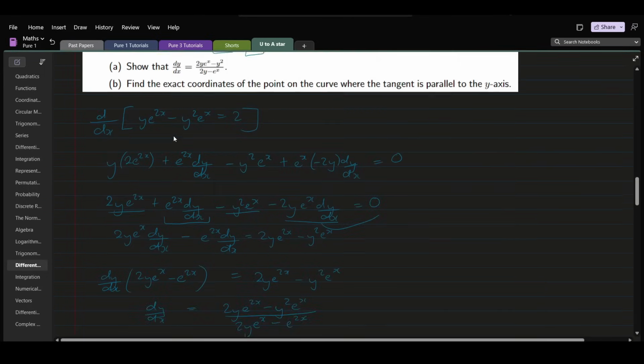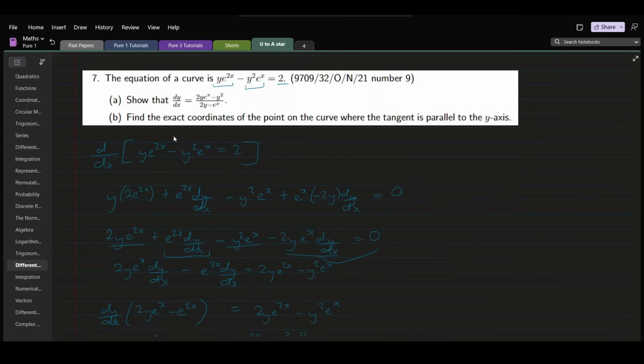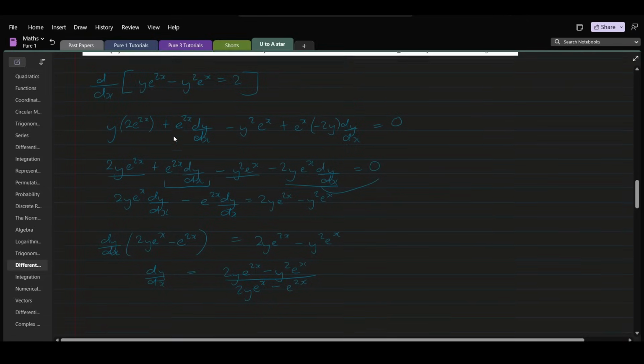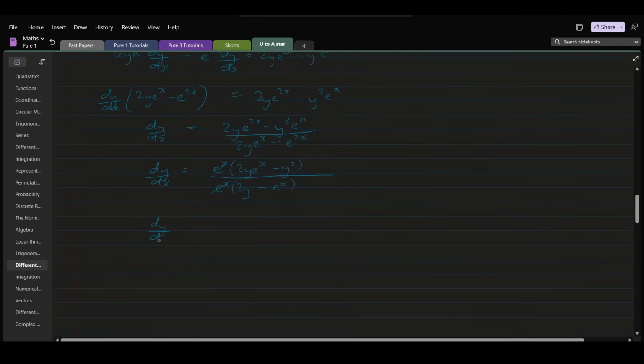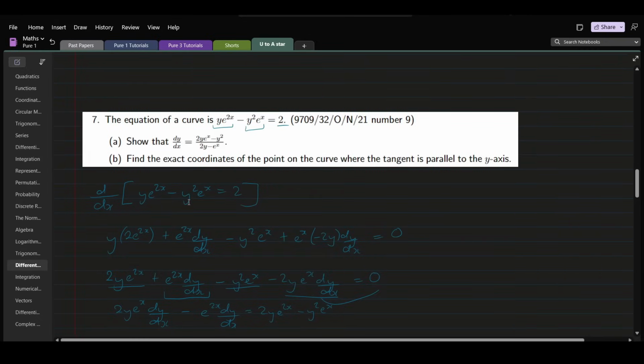And what are we trying to show? We're trying to show that dy/dx is equal to 2y e to the x minus y squared over 2y minus e to the x. So that means we have to factor out e to the x in both the numerator and denominator. If we factor out e to the x here, you get 2y e to the x minus y squared, and this is over e to the x times 2y minus e to the x, and so these will cancel out, and you end up with dy/dx is equal to 2y e to the x minus y squared over 2y minus e to the x. And this is what they want us to prove, so that would be our final answer.